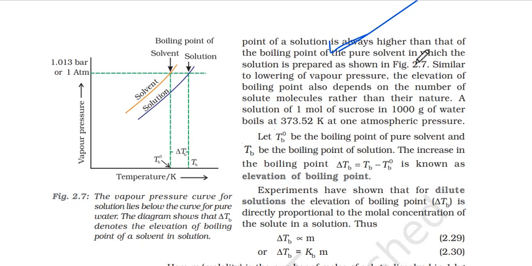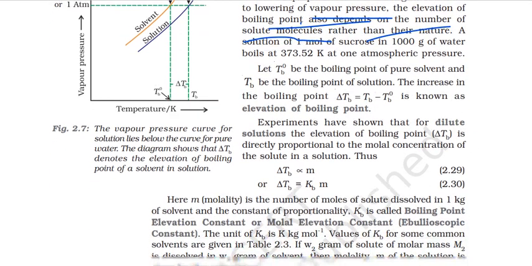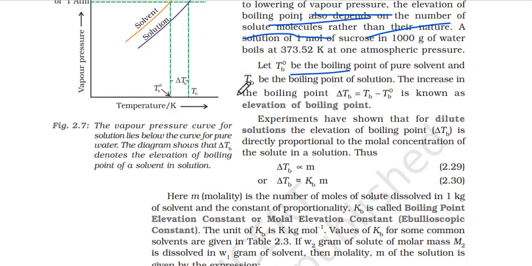Fine. Similar to lowering of vapor pressure, elevation of boiling point also depends on the number of solute particles rather than their nature. Isliye hum isko colligative property bolte hain. Yahan pe delta TB naught, boiling point of solvent, TB, boiling point of the solution. So this is what we have it here. Ye hai elevation of boiling point, delta TB. Directly proportional to m. It only depends upon the number of moles.